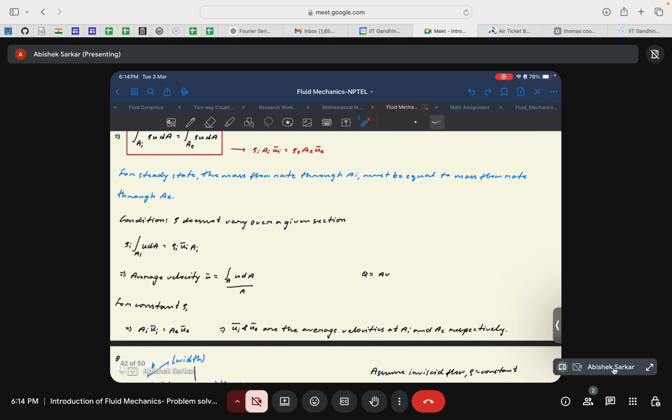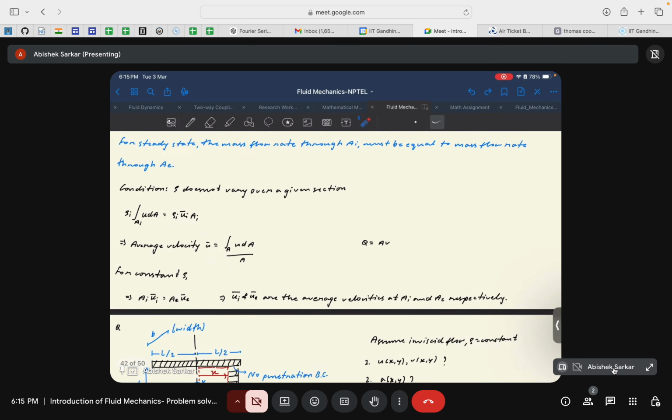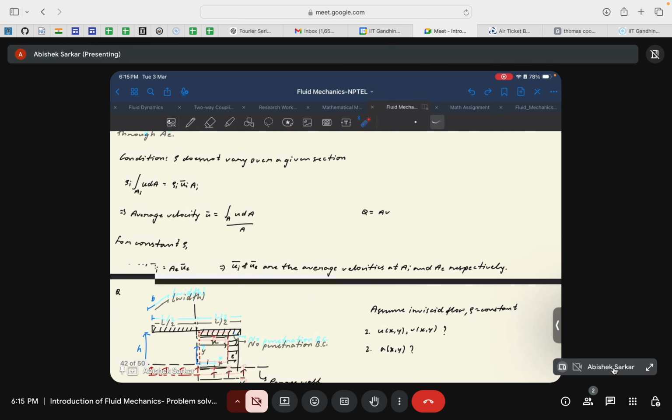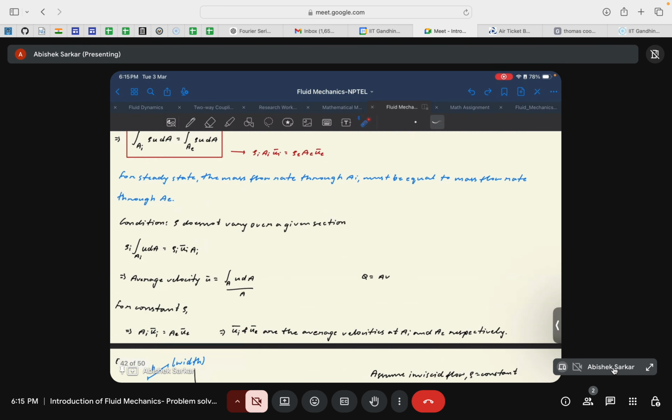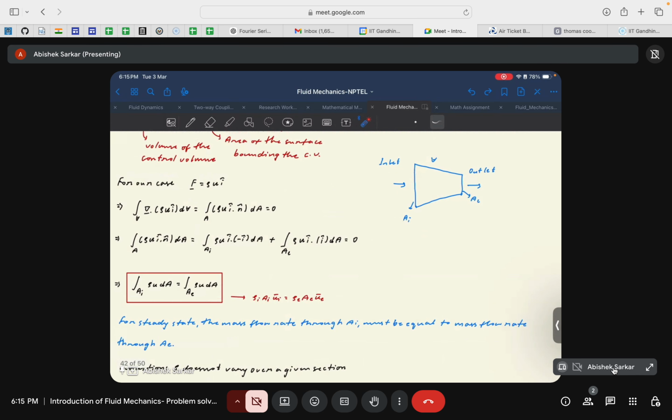Again, we consider that the density does not vary across the cross section, and then we can formally define the average velocity, u i bar, as the average velocity across the cross section, which is the integral of u dA divided by the area of cross section. So this is the formal definition of average velocity across this cross-sectional area at the exit or at the inlet.